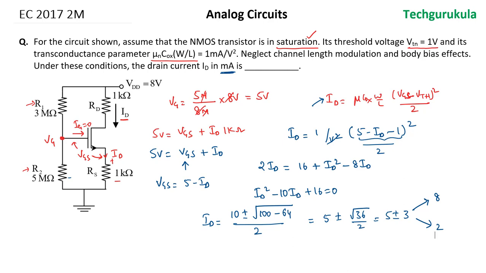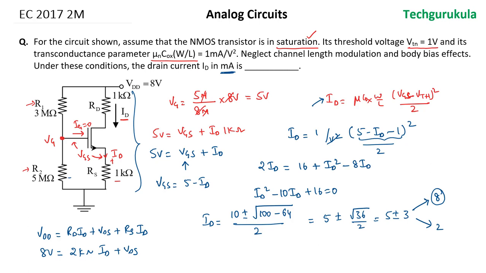We'll have to see which one is correct. So we have an equation at the output side: VDD is equal to RD times ID plus VDS plus RS times ID. So this is 8 volts is equal to RD plus RS, which is 2 kilo ohms, times ID plus VDS. Now if we take 8 milliamperes, obviously this itself will be 16 volts. So it doesn't make any sense, right? Then VDS should be negative. So hence this cannot be correct. So the right answer would be 2 milliamperes. So the answer is 2.